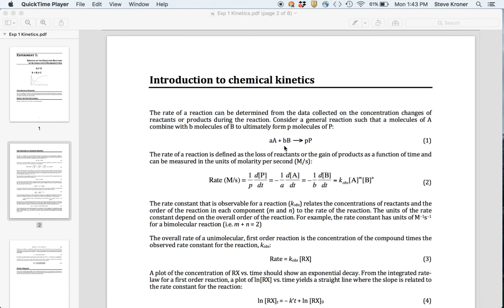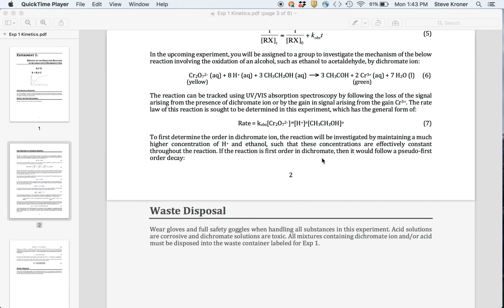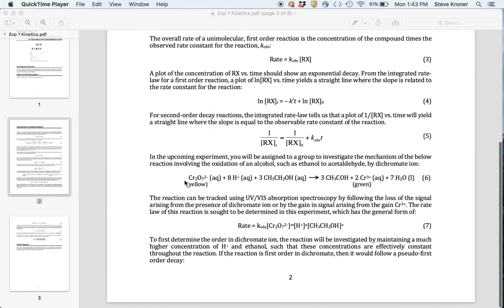So let's take a quick scroll through the experiment so we see a brief introduction to some of the important equations about kinetics that we're working with in this experiment. The key reaction that we're looking at is dichromate reacting in acid in the presence of alcohols to produce aldehyde or ketone compounds through the oxidation reaction of the alcohol group, and then forming free chromium ion and water.